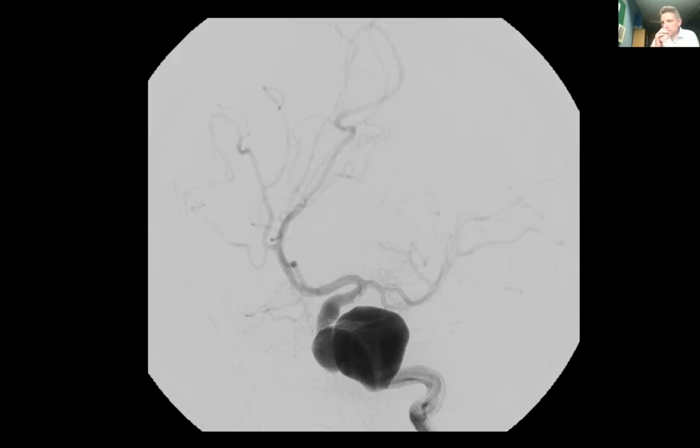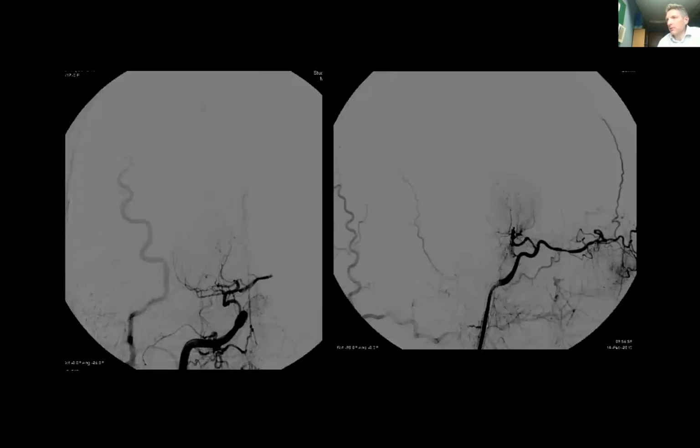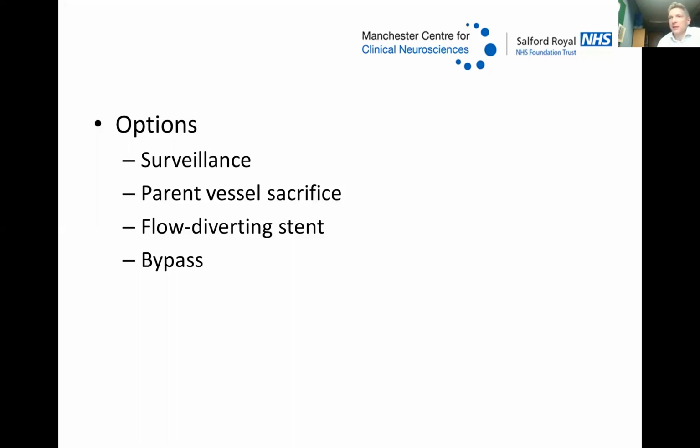And is there then room to try a high flow bypass from the external carotid to the MCA? Yeah, so that would be another option for him. They would commonly be options for what to do with an aneurysm in this sort of location. We could just watch him, but we've already seen it grow in the space of a few years, and he's only 16. This would sometimes be an option, but because he's got an occluded carotid on the other side, it's not really feasible for him.